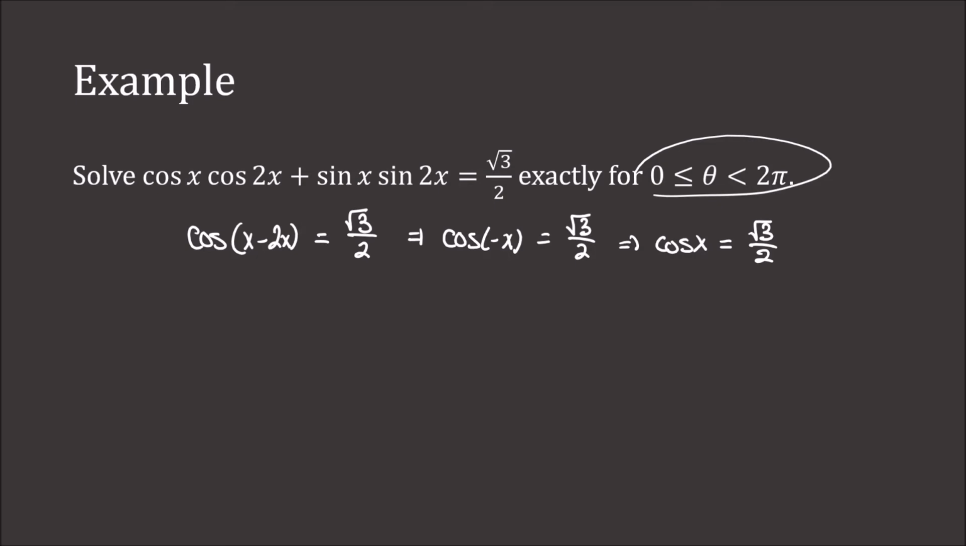Well, this has two solutions to it. Right? We have, again, look at a unit circle if necessary. We're going to have a quadrant 1 angle and a quadrant 4 angle. Quadrant 1 angle would be pi over 6. The quadrant 4 angle would be 11 pi over 6.